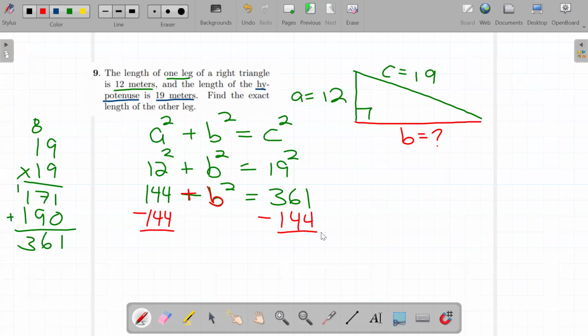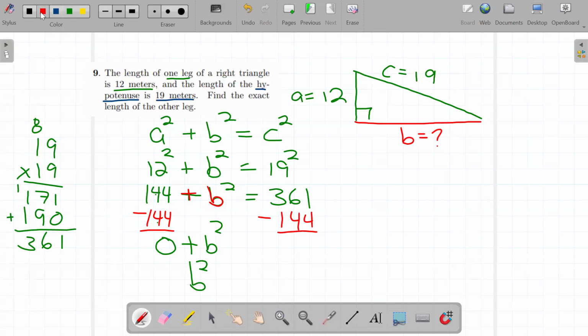If I do that, on the left side I'll have 144 minus 144, which is 0, plus b squared. Well, 0 plus anything is itself. So yeah, I cleaned it up. So now there's just a b squared on the left side. The other side, I've got to do that subtraction.